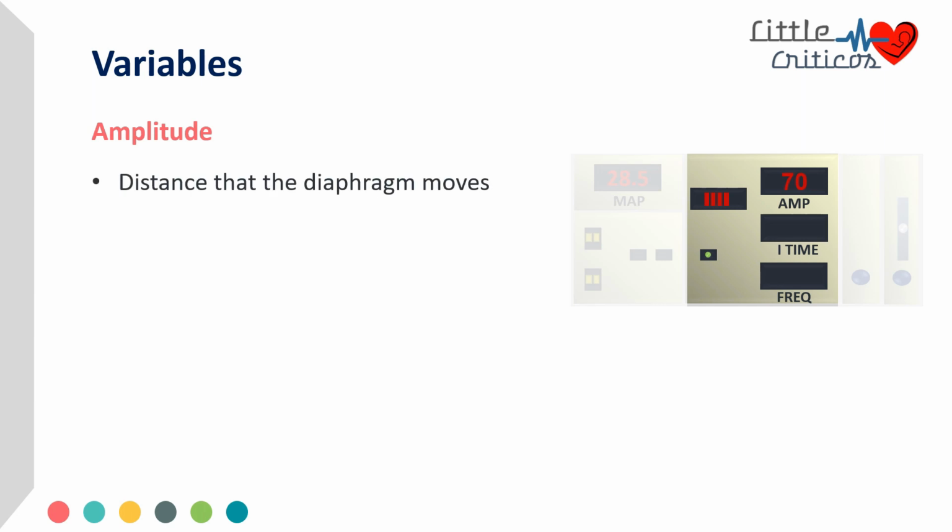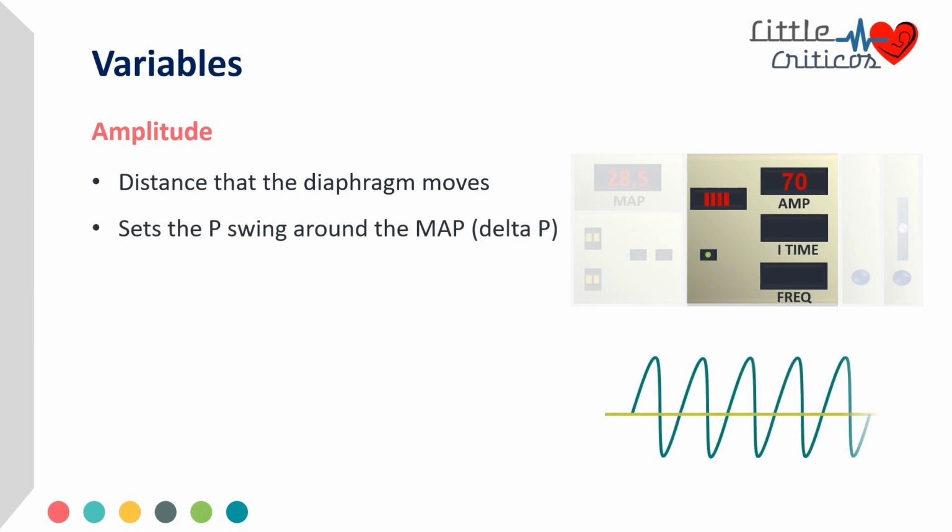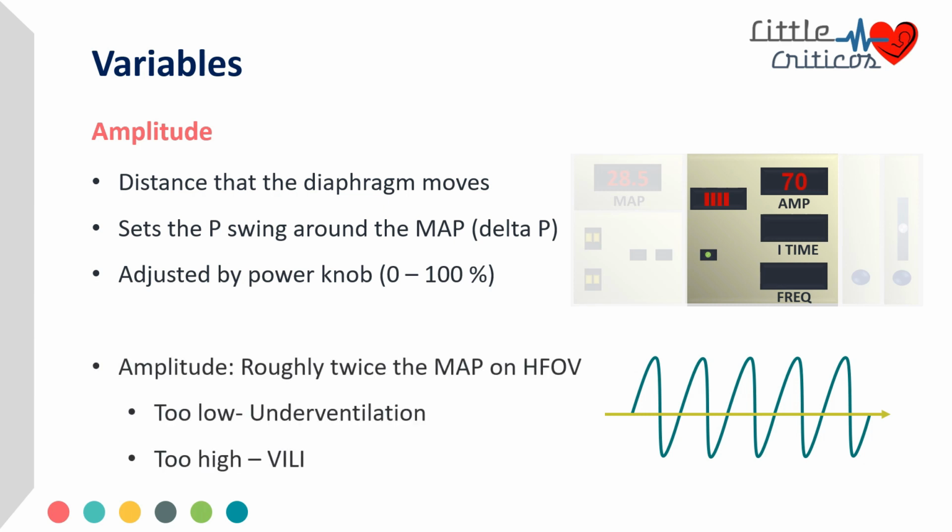Amplitude is the distance that the diaphragm or the piston moves during a breath cycle. It sets the P-swing around the mean airway pressure. It can be adjusted by the power knob. Amplitude is usually set at twice the mean airway pressure on an HFOV. Too low amplitude can result in underventilation and too high can result in volutrauma.